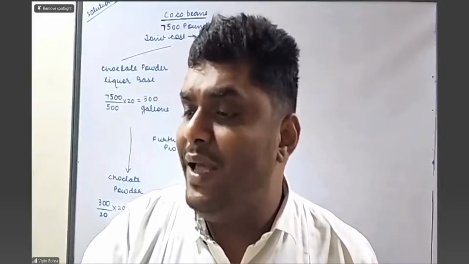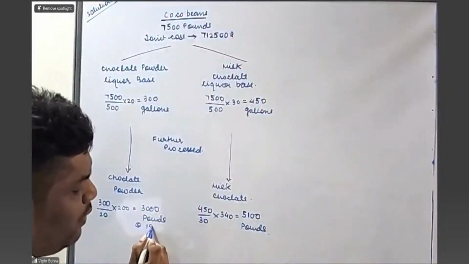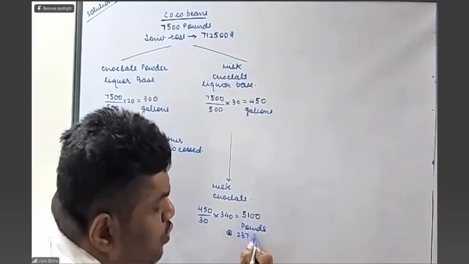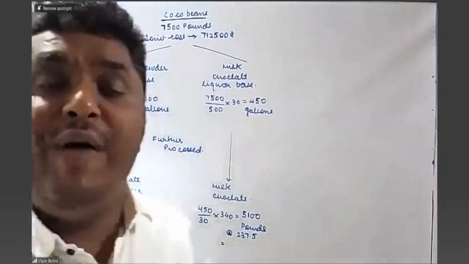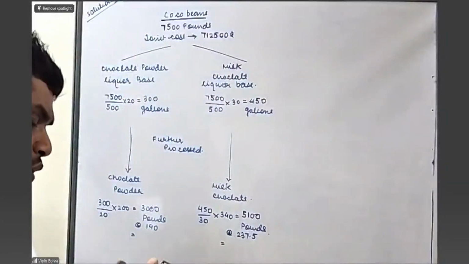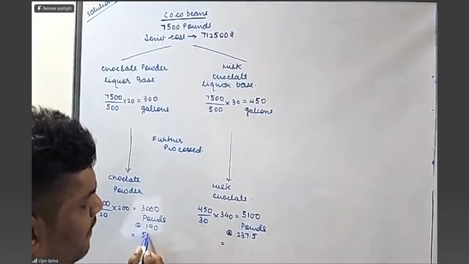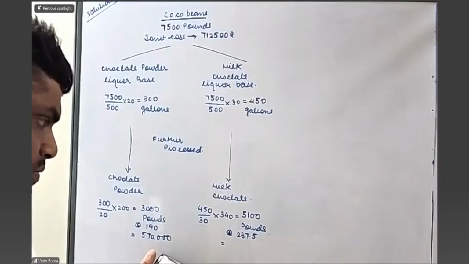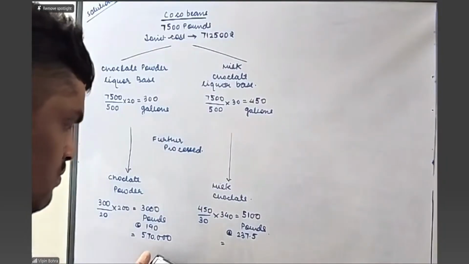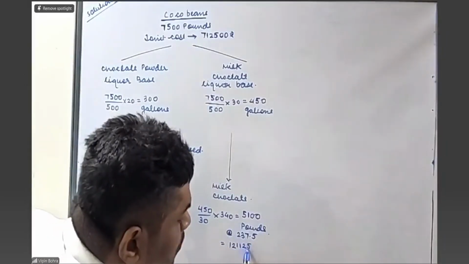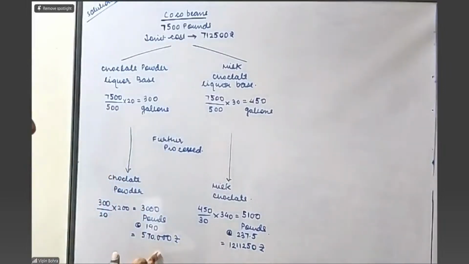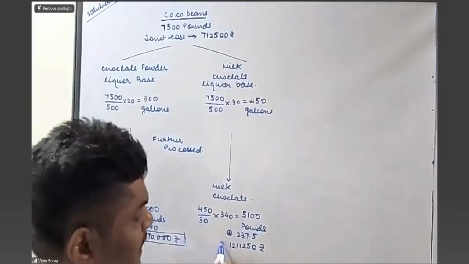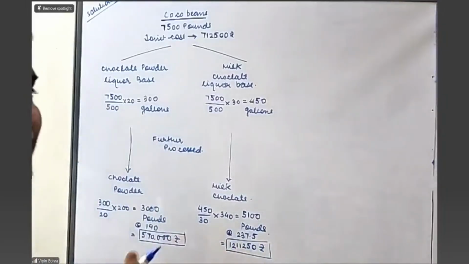Now, additional information is given in the question wherein the final sales value of the final product is also given, that is at the rate 190 and at the rate 237.5. So these products can be sold at the rate 190 and 237.5. So sales value of final product will be how much? 3,000 into 190, that is 5,70,000. And 5,100 into 237.5. So this is the sales value of the final product.